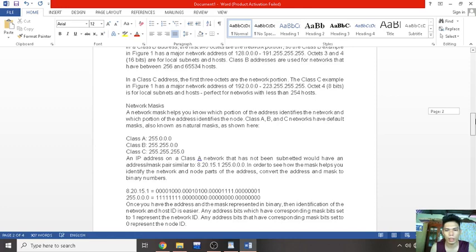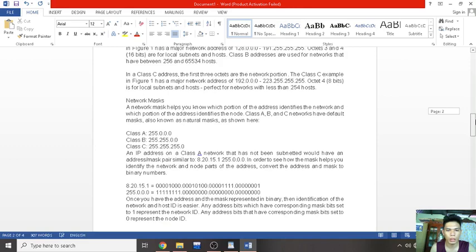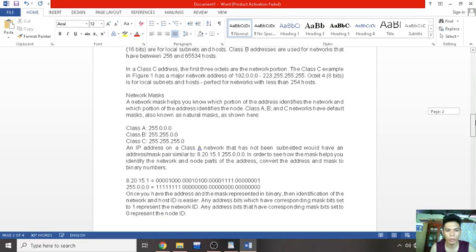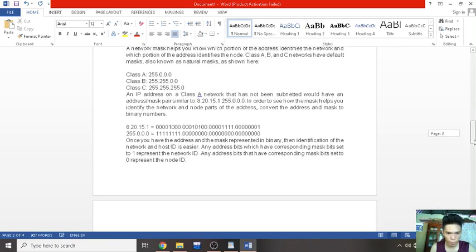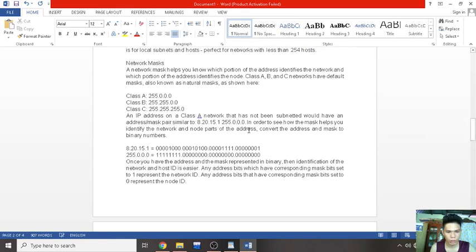Class B addresses are used for networks that have between 256 and 65,534 hosts. In a class C address, the first 3 octets are the network portion. The class C example has a major network address of 192.0.0.0 through 223.255.255.255. Octet 4, 8 bits, is for local subnets and hosts. It is perfect for networks with less than 254 hosts. So this is class A, class B, and class C.